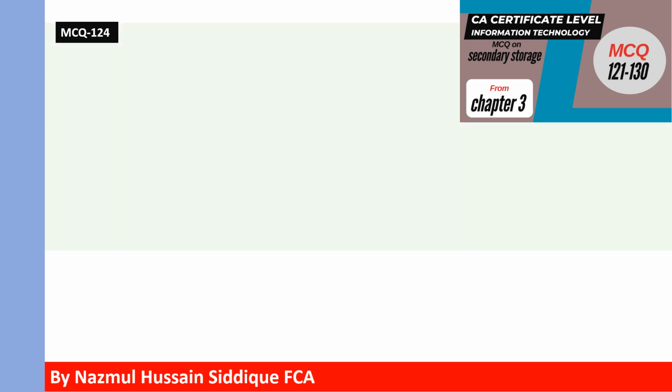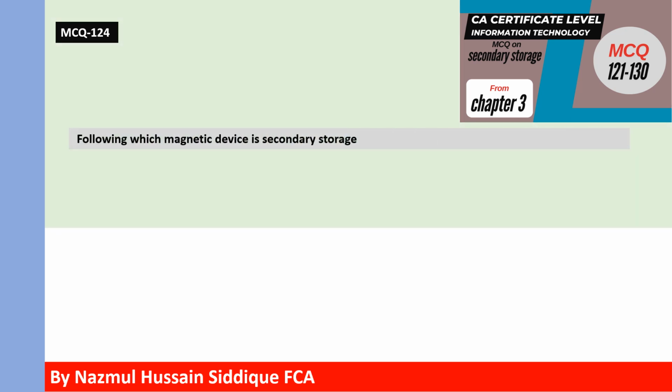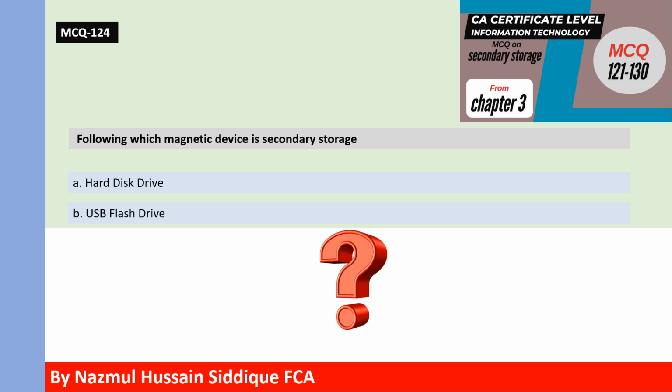Next question 124. Which magnetic device is secondary storage? A. Hard disk drive. B. USB flash drive. Which one is the correct answer? Either hard disk drive or USB flash drive. The correct answer is option A. Hard disk drive is a magnetic device and it is secondary storage.